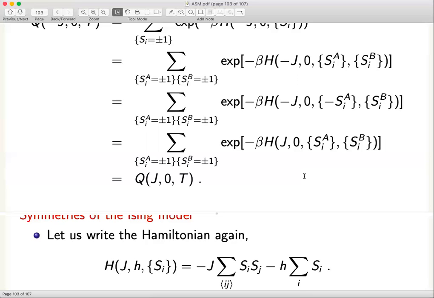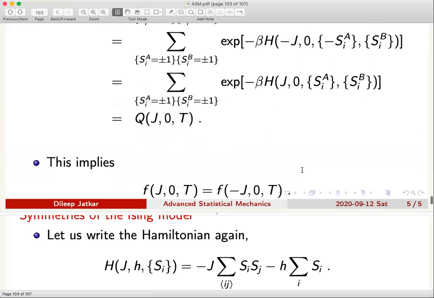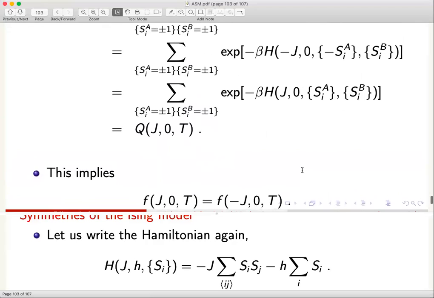So will this in any way contradict the result that we got from mean field theory? No. What we are going to conclude from here is that the thermodynamic behavior of the ferromagnet and antiferromagnet is the same. Within the Ising class, this is what would happen.